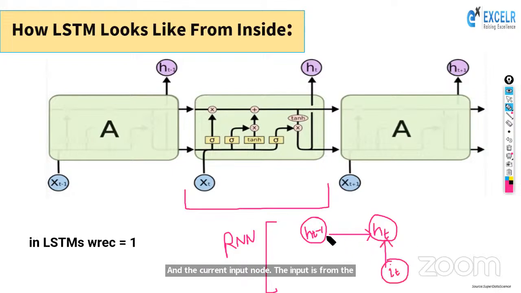Now, in case of an LSTM, each and every node is having three inputs, right? What are the three inputs?